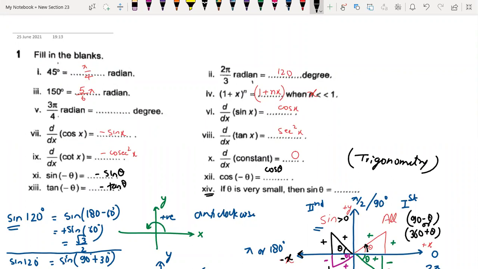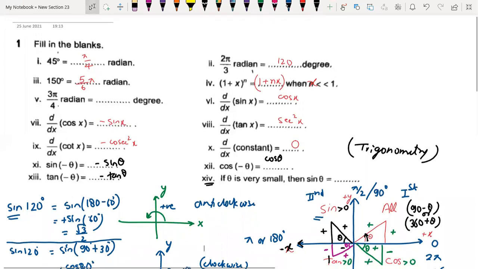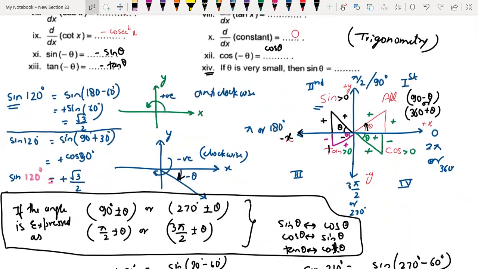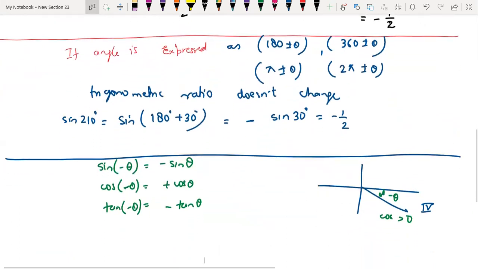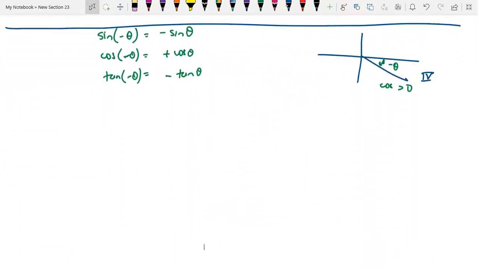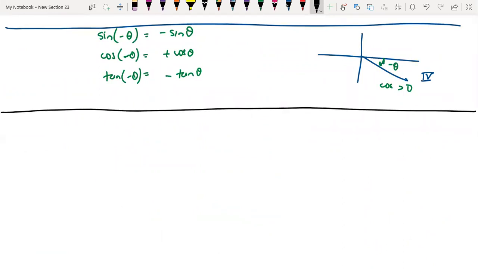Question number 14. If theta is very small, then sine theta is. Yes, anybody knows this answer? If theta is very small, then sine theta is. We can prove or derive this in two or three ways. This is like trigonometry. There is also a trigonometric series, but I think it is probably not taught even in maths, so I will not go into that. Sin theta has a trigonometric series. Has anyone studied the series of sin theta or sin x?